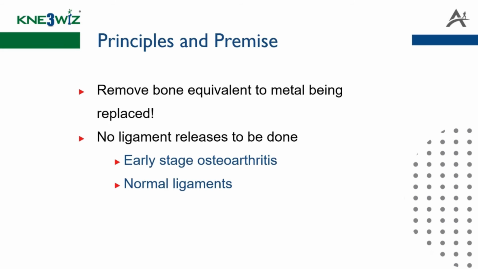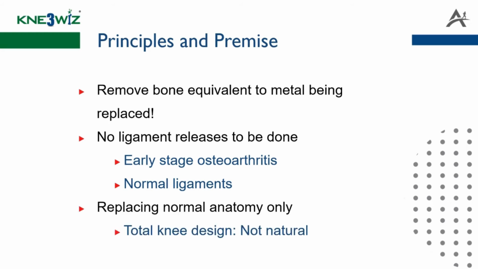No ligament releases would be necessary and a full and better function can be restored. But this will work only if the ligaments are normal and one is dealing with not very advanced arthritis. Similarly, newer total knee designs which mimic natural anatomy may be more conducive compared to the standard which follow a different biomechanics.